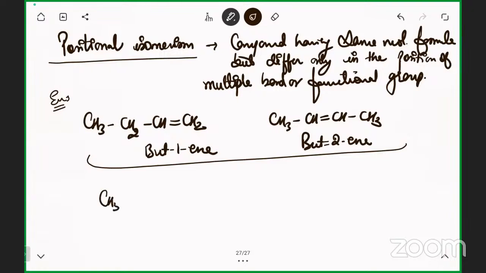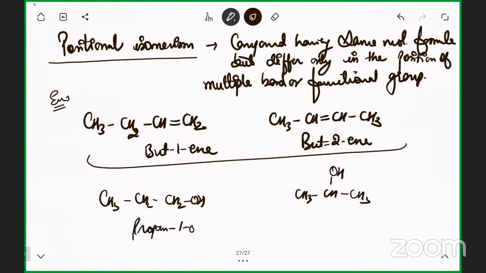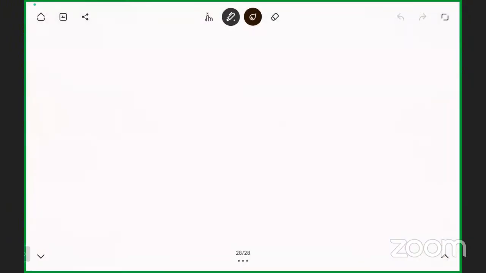We can take one more example: CH3, CH2, CH2OH, and CH3, CH, CH3, with OH above it. What is the name of the first compound? Propan-1-ol. The second, propan-2-ol. The position of the functional group is different only. The rest is the same. We can take more examples from your book.